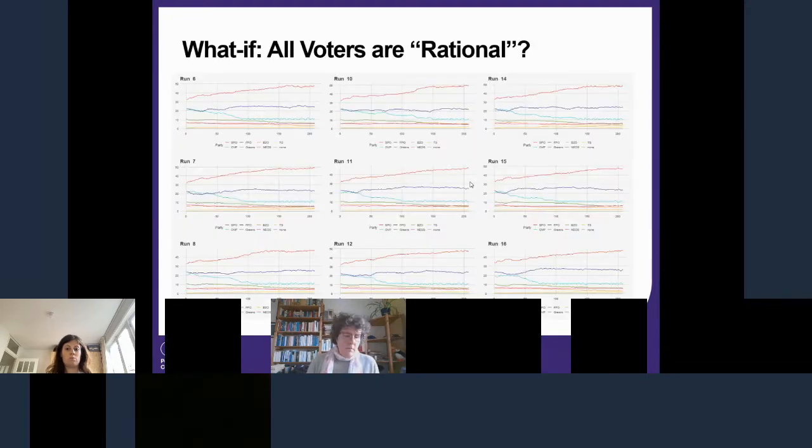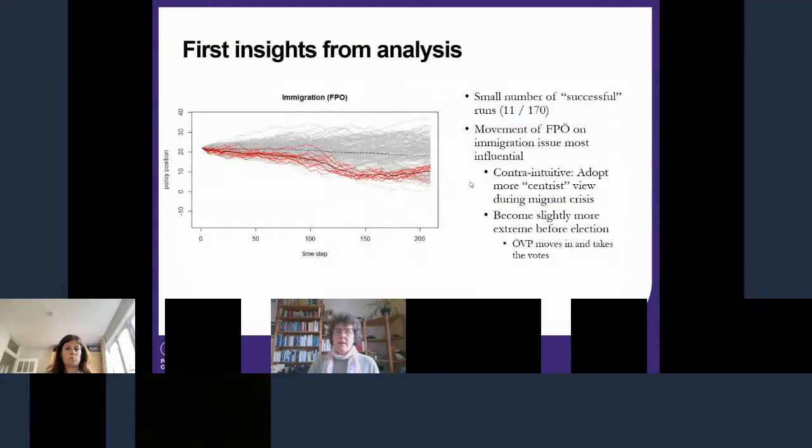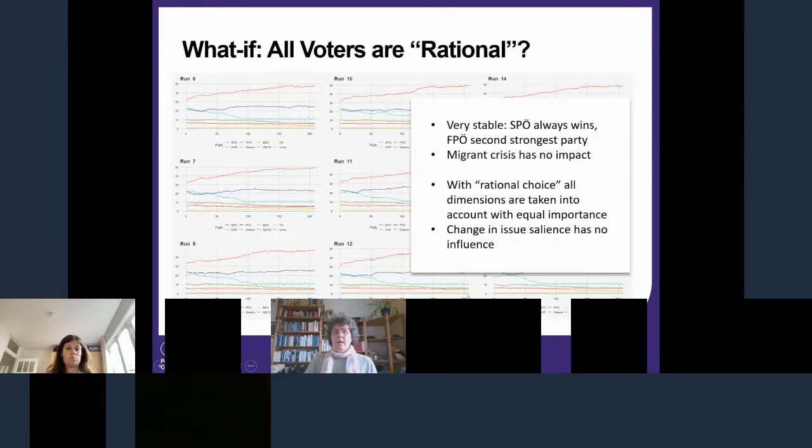I've also done some what-if scenarios. What if all the voters have a rational choice strategy? You can see that is a very stable system. All the runs look the same, basically. The SPÖ always wins in these runs, and the Populist Party becomes the second strongest party. The migrant crisis doesn't seem to have any impact, but we have to think that this is because the rational choice strategy takes all the dimensions into account with equal importance. So the change in issue salience has no influence.